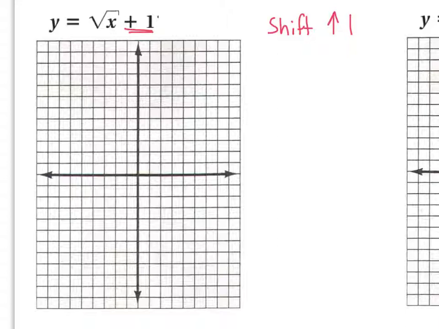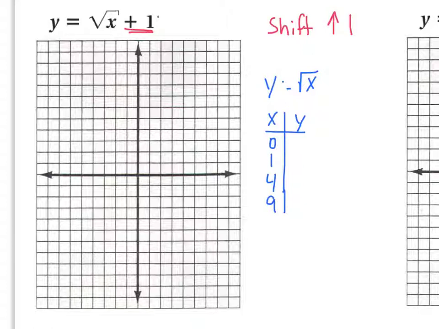Now, when we graph this, or we plot points, you only plot points for the part of the equation without the shift. So you get rid of that plus 1. We just want to plot points for y equals the square root of x. We want to pick our friendly numbers, 0, 1, 4, 9, and we want to plug those in. So if I plug in 0, the square root of 0 is 0. If I plug in 1, the square root of 1 is 1. If I plug in 4, the square root of 4 is 2. And if I plug in 9, the square root of 9 is 3.